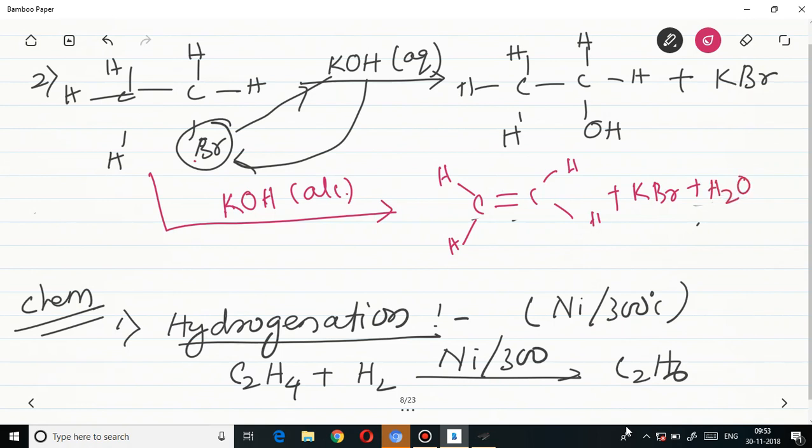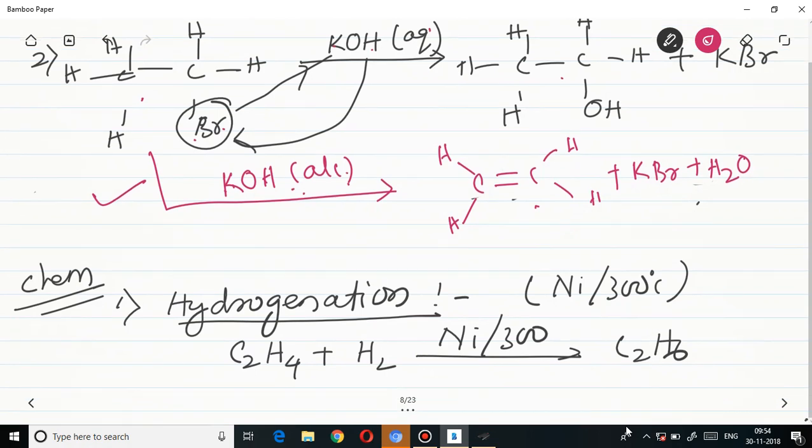Now in this reaction I have shown you the difference of action of KOH aqueous and KOH alcoholic. The same compound in presence of KOH alcoholic will give ethene, and the same compound in presence of KOH aqueous will form alcohol. So KOH aqueous, K will remove Br, but being not selfish, being a very good person, OH will be replaced in place of Br and alcohol will be prepared. But here we have this reaction, which is the preparation of alkene. Now we'll go to the chemical property.